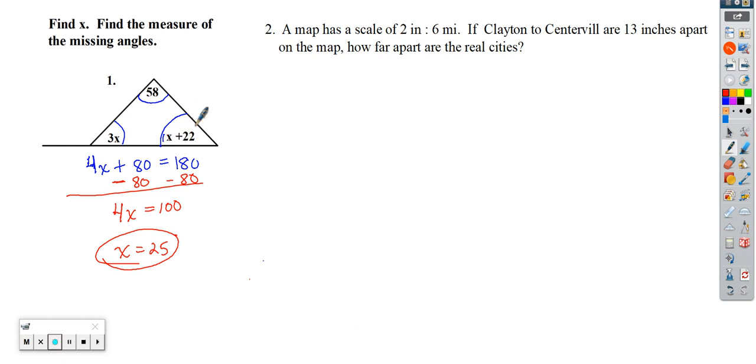When I substitute 25 back in here for x, I have 25 plus 22. That tells me that this angle right here is 47 degrees. And this one is 3 times 25. This angle is 75 degrees. So I found x, I found the measure of this angle right here. That's 47. And I found the measure of this angle right here. That's 75 degrees. But I also need to find the measure of this angle right here, because that said find the measure of the missing angles.